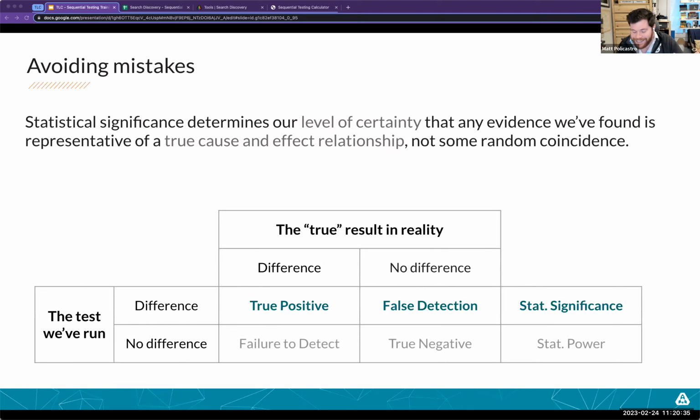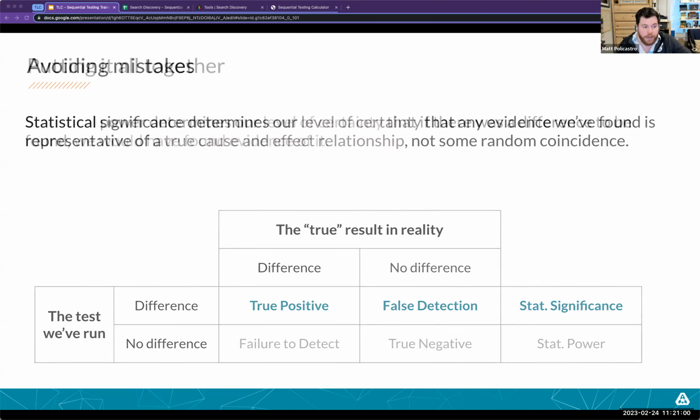So statistical significance is basically helping us avoid or try to make sure that we're ending up with a true positive and not a false detection. False detection is when we end up in these cases where, oops, I did drop a bunch of needles into the haystack and didn't realize I did it. That's what we're trying to avoid. Statistical significance, by increasing the threshold of certainty that we're holding ourselves to, helps us end up with a true positive and avoid false detections.